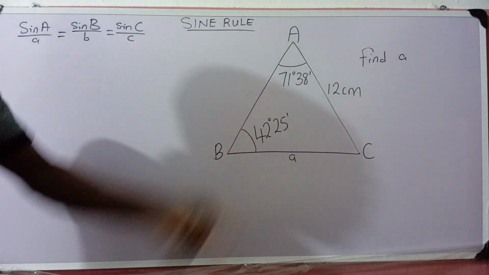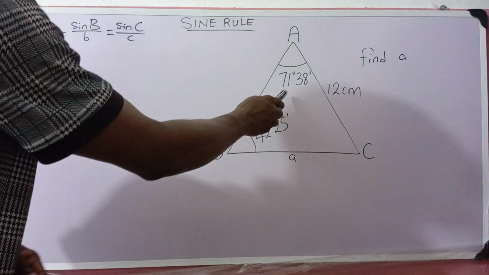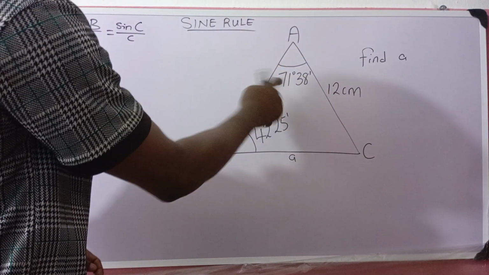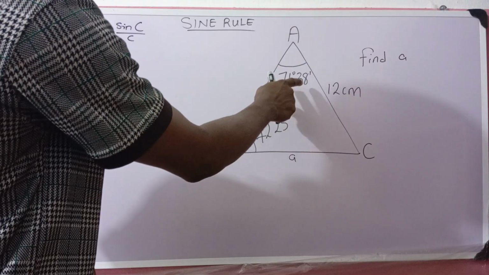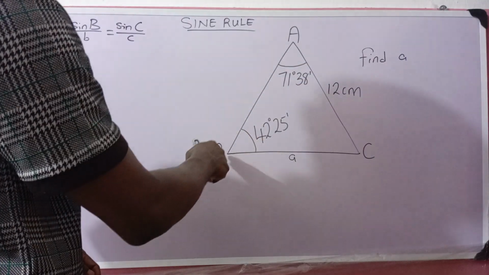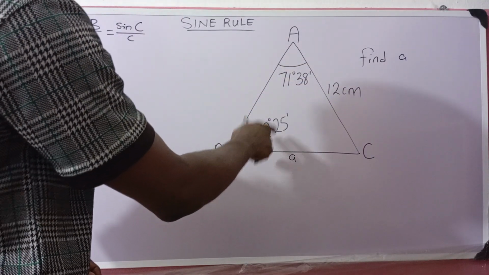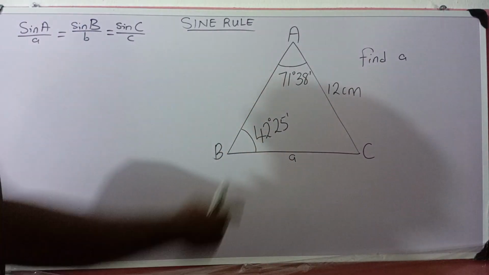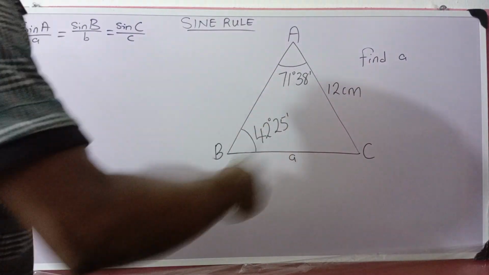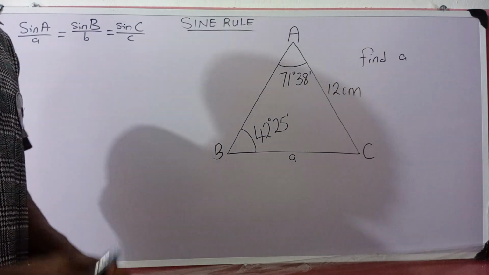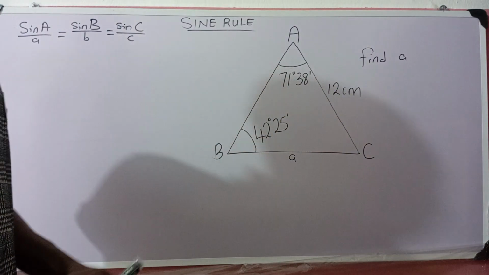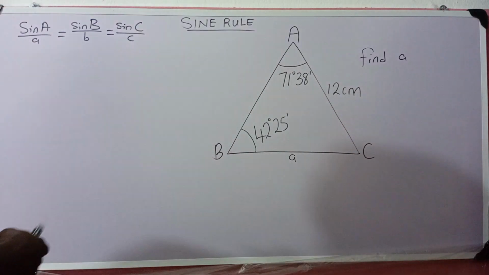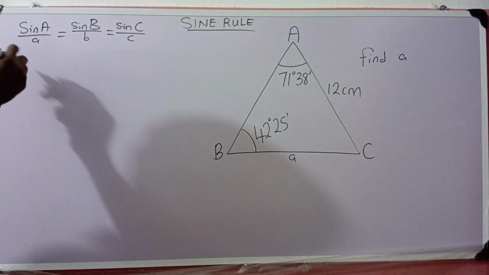Then when we look at our question, the angles are given in degree minutes. Angle A is 71 degree 38 minutes. Angle B is 42 degree 25 minutes. So we have to convert the degree minutes to degree. Everything must be converted to degree before we can go on to resolving the problem. Now let's get started.